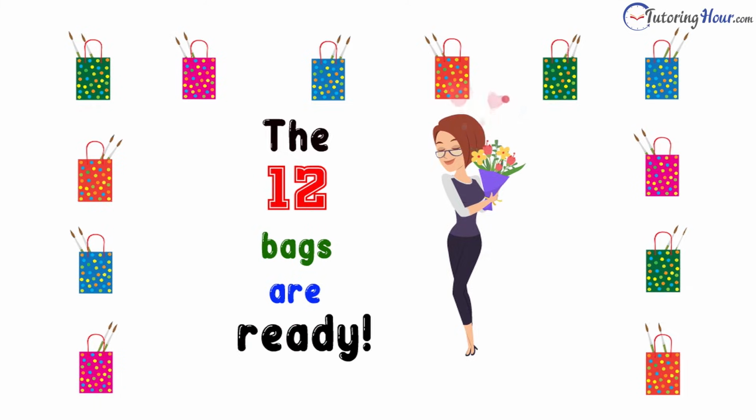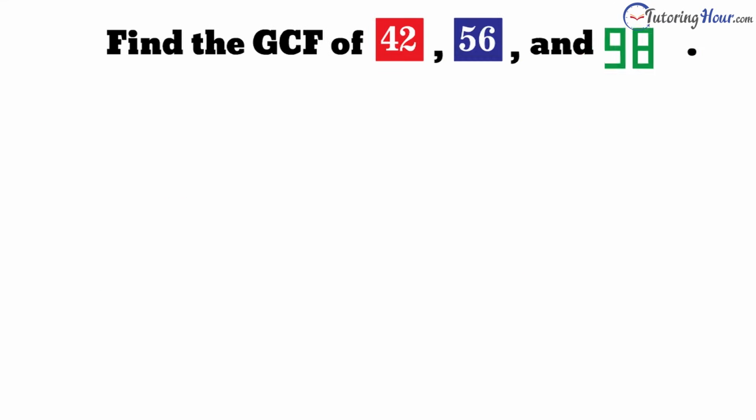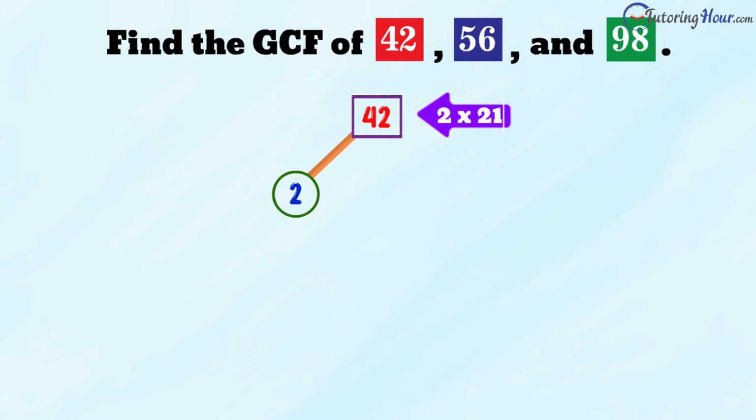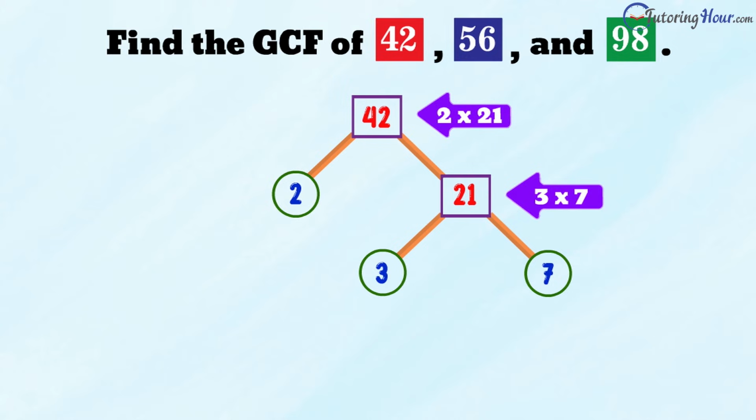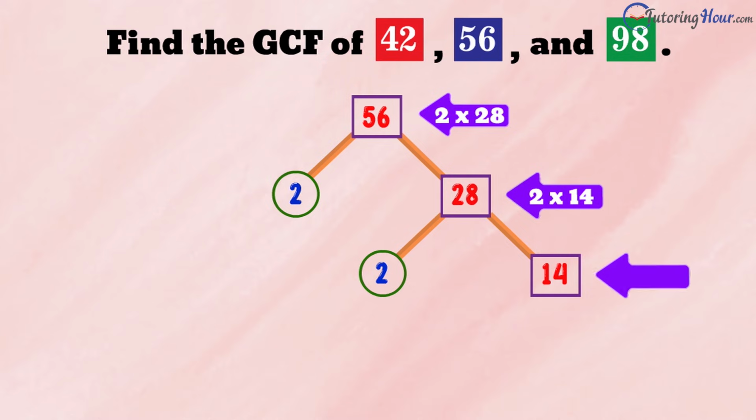That was pretty simple. Let's move on to find the GCF of 3 numbers this time: 42, 56, and 98. We'll begin with factoring 42 into 2 times 21. 21 is broken into 3 times 7. Both 3 and 7 are prime. Now, let's move on to factoring 56. We'll break down 56 into 2 times 28 and branch out 28 as 2 times 14. 14 can be further split into 2 times 7.